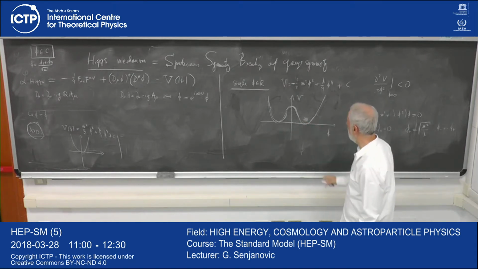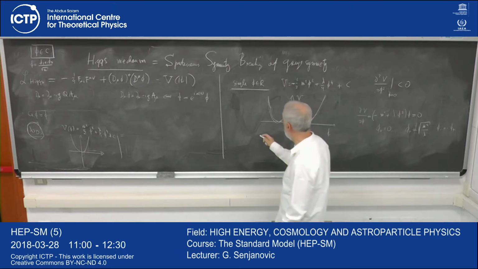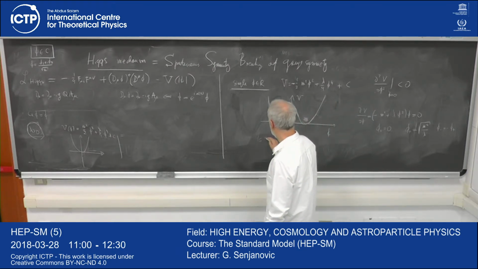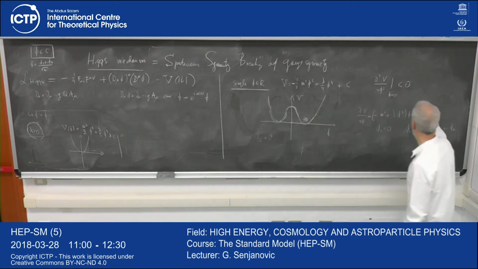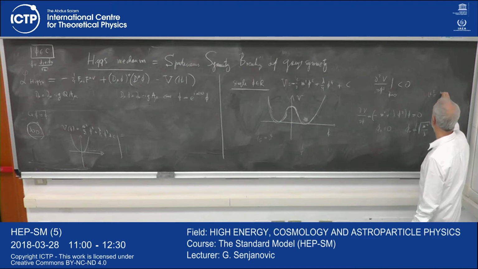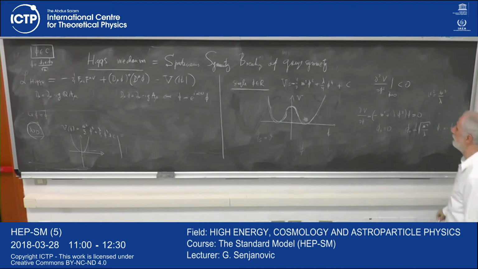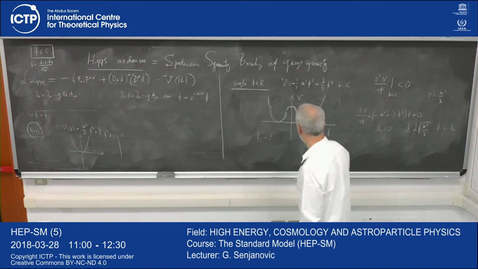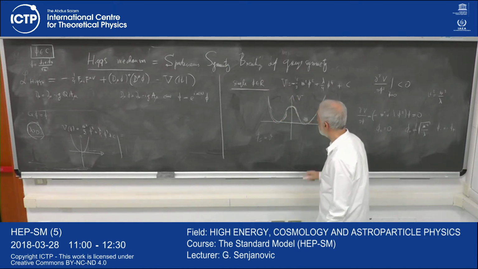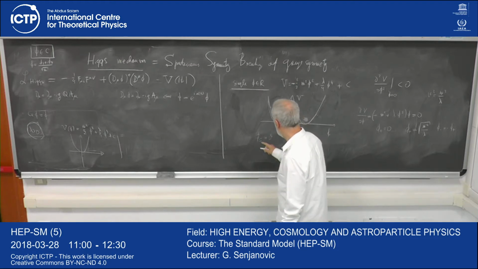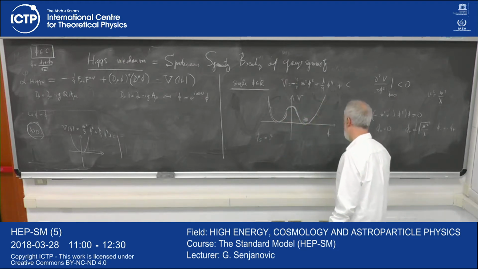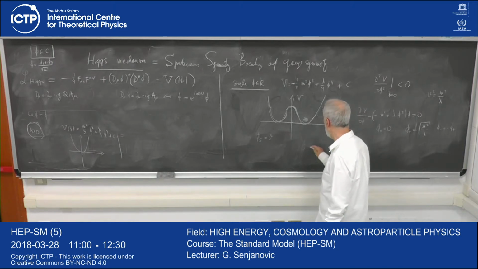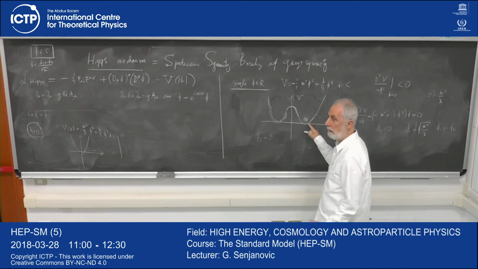And if I take this choice, then it means that the ground state, let's call it phi ground state, is plus v. I'm going to call v squared m squared over lambda. Now, that means that my field phi, if I want to live here, is not describing correctly my life.